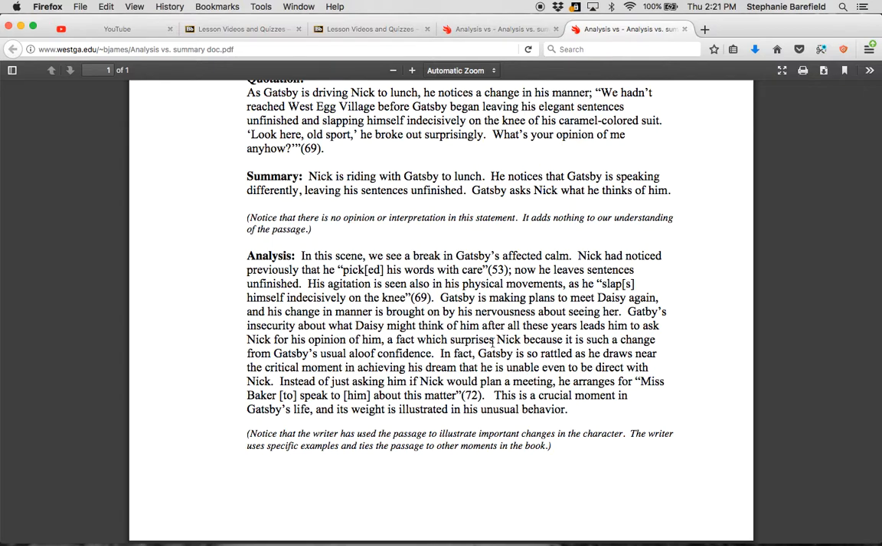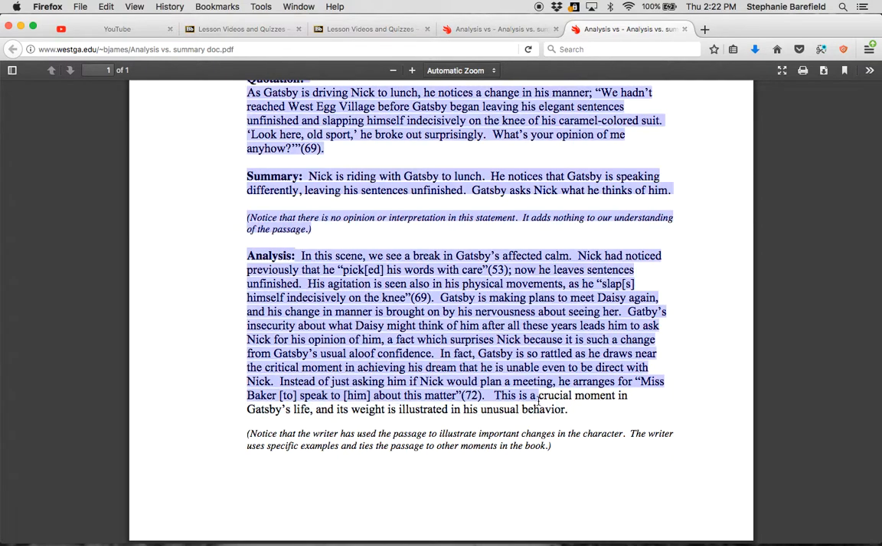A fact which surprises Nick because it is such a change from Gatsby's usual aloof confidence. In fact, Gatsby is so rattled as he draws near the critical moment in achieving his dream that he is unable to even be direct with Nick. Instead of just asking him if Nick would plan a meeting, he arranges for Miss Baker to speak to him about this matter. This is a crucial moment in Gatsby's life, and its weight is illustrated in his unusual behavior.